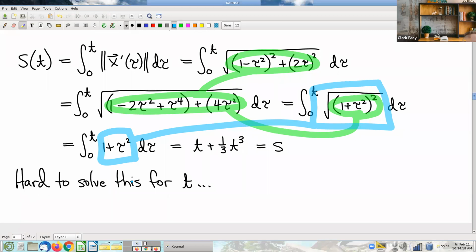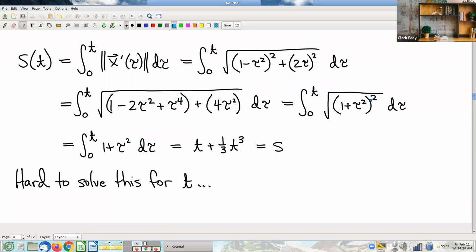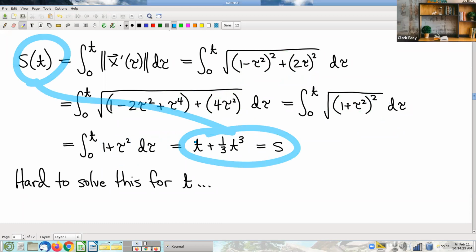Right? And so it's tempting to say, okay, it's all downhill from here because I've solved for s as a function of t. No big deal. There it is. And we see daylight, right? It's all over. No, it's not.